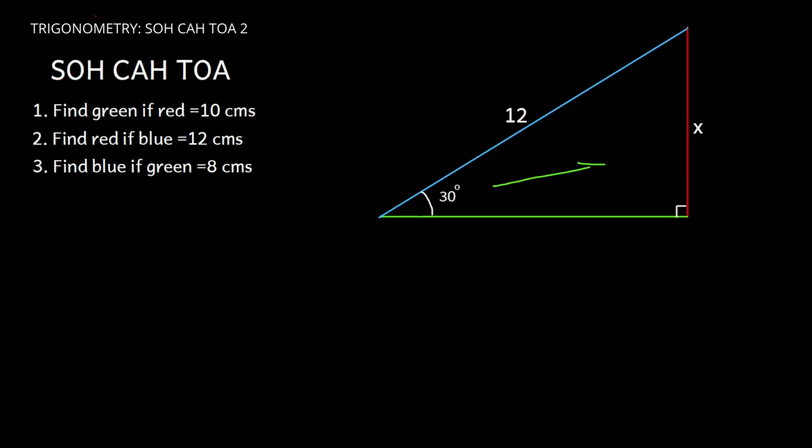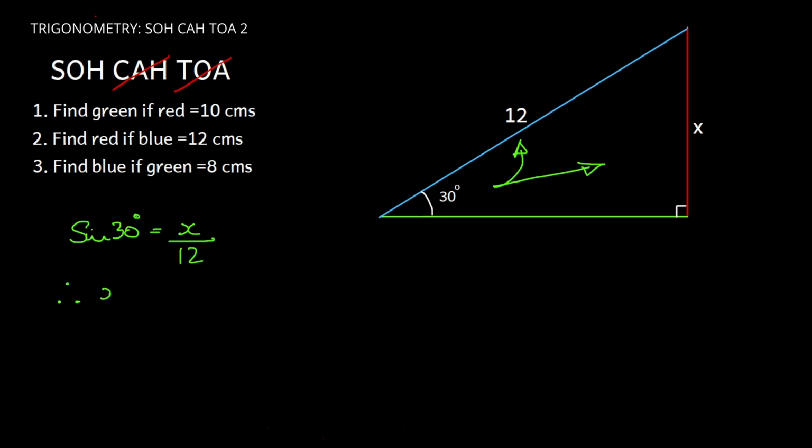Now, we've got an opposite and we've got a hypotenuse. And we're not interested this time in the adjacent. So that means TOA goes and CA goes. And SOH is telling us that sine of the angle is equal to the opposite divided by the hypotenuse. So we just need to write down the expression again. Sine 30 degrees is equal to the opposite, which is x, divided by the hypotenuse, which is 12.